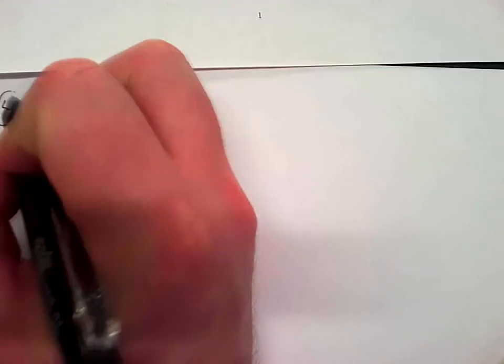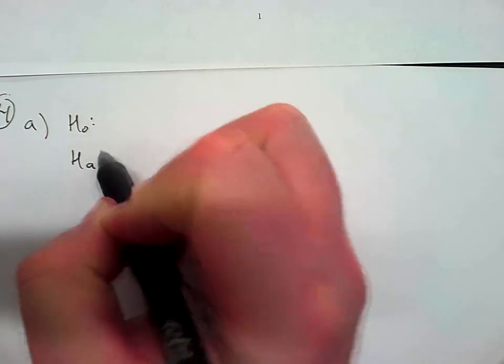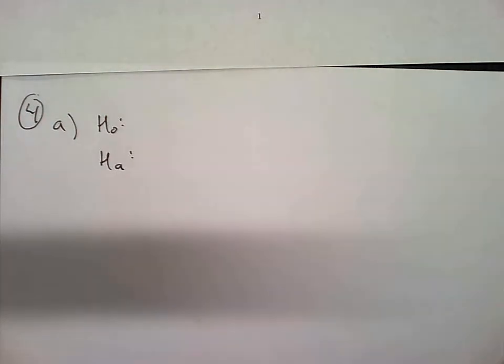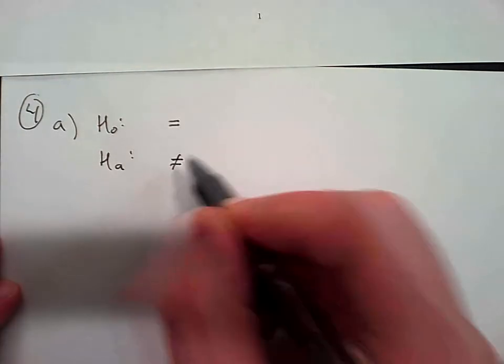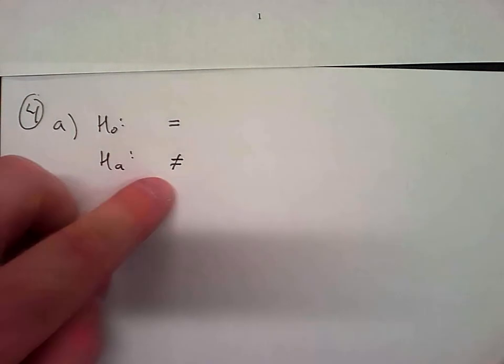To test the claim. All right, so this is number 4. 4A wants us to write our null and our alternative hypotheses. For the null and the alternative hypothesis, we're trying to see, is there a difference? A difference means that either they're going to be equal or they're not going to be equal. If they're not equal, there's a difference.